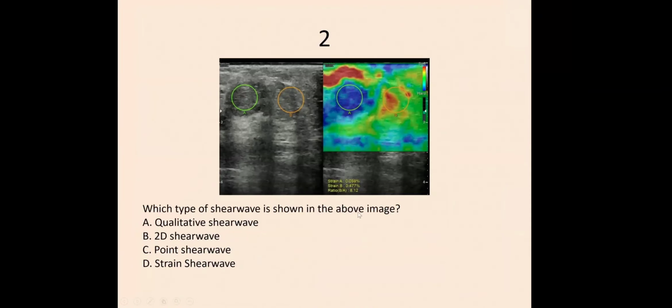Second question, which type of elastography wave is shown in the above image? Qualitative, 2D shear wave, point shear wave, or strain elastography? So we have D as the answer. D, yeah, correct. Strain elastography is what most machines are giving nowadays. But for 2D shear wave, you need to purchase it separately. It's not freely available with all machines. The strain elastography is commonly available, so you can use this. You can check in your machine.